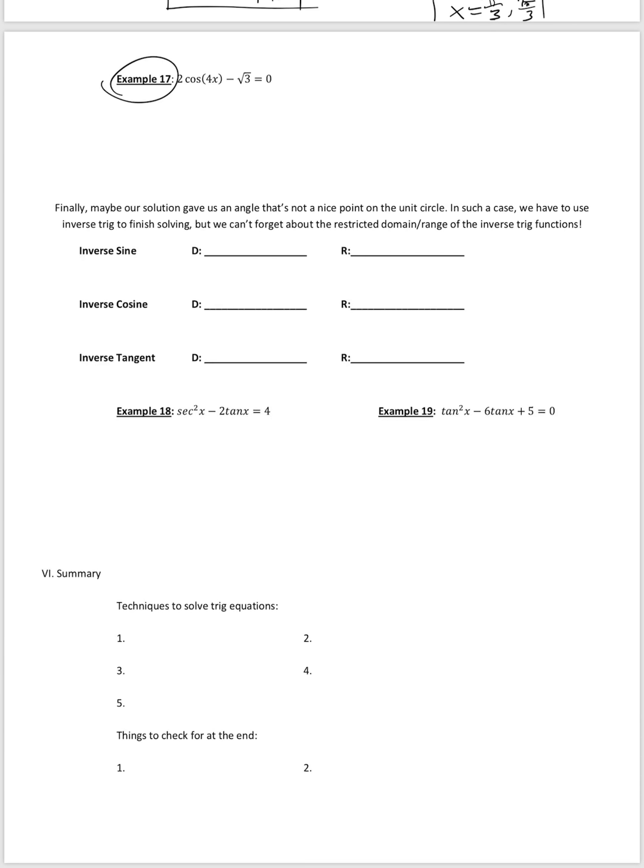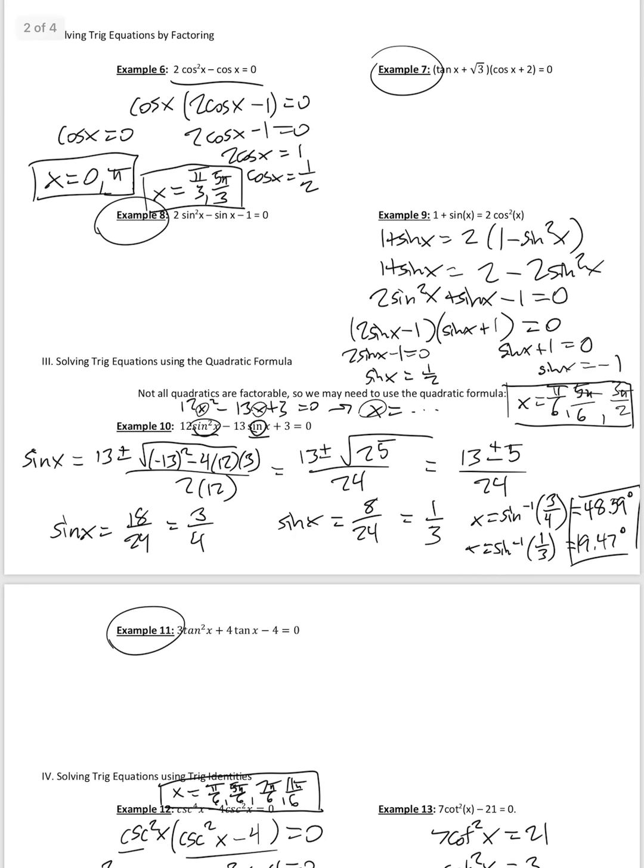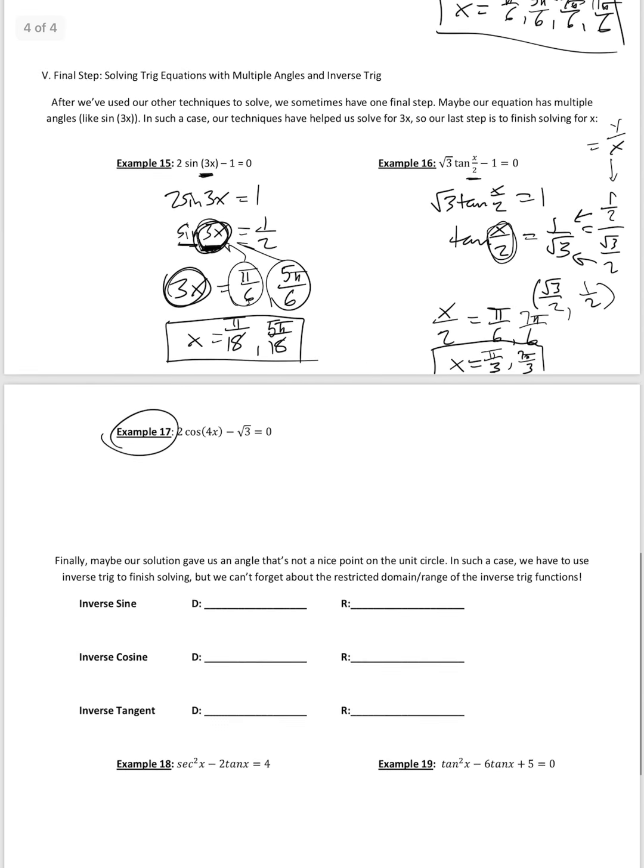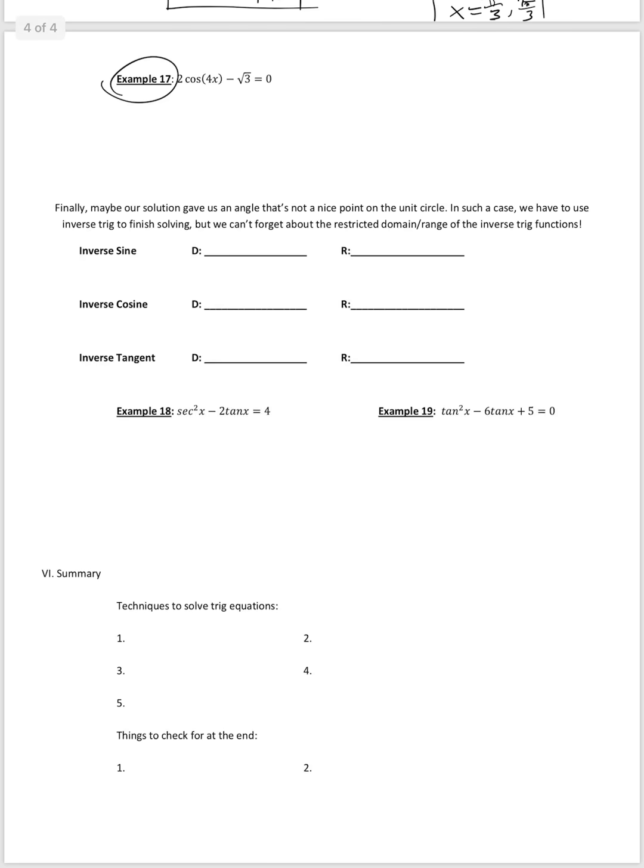All right. Very last thing that we might need to do at the end. Maybe our solution gave us an angle that's not a nice point on the unit circle. In that case, we have to use inverse trig to finish solving. And we kind of saw this earlier when we looked at solving with the quadratic formula. Right? 3 over 4 and 1 over 3, those aren't nice angles, or there's not a nice angle on the unit circle that gives me those values.